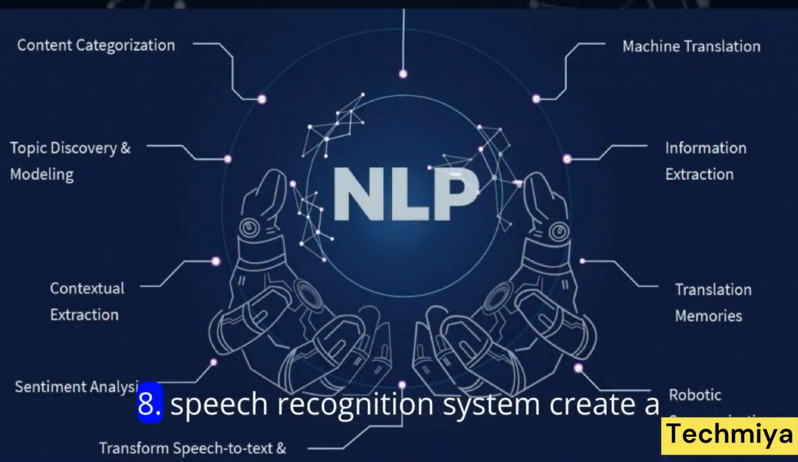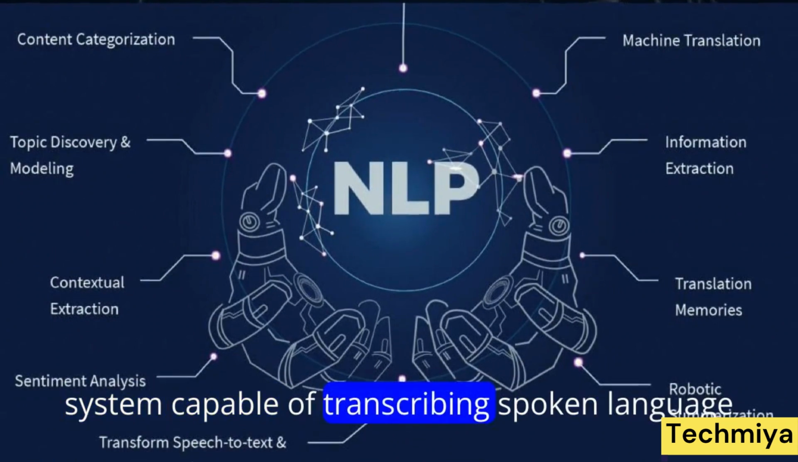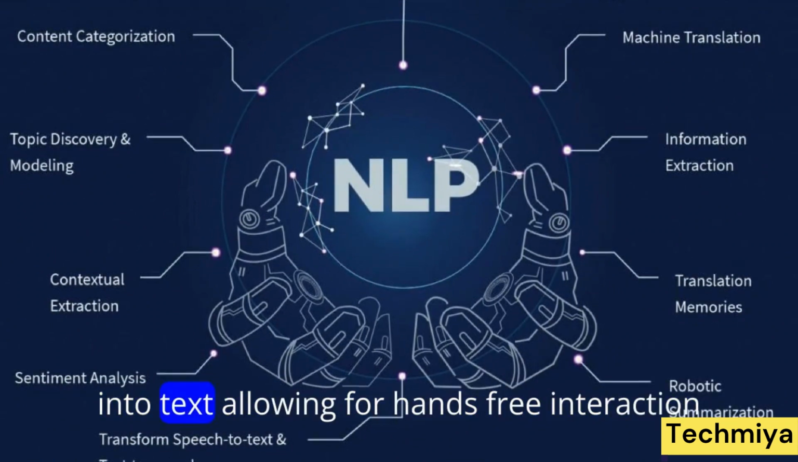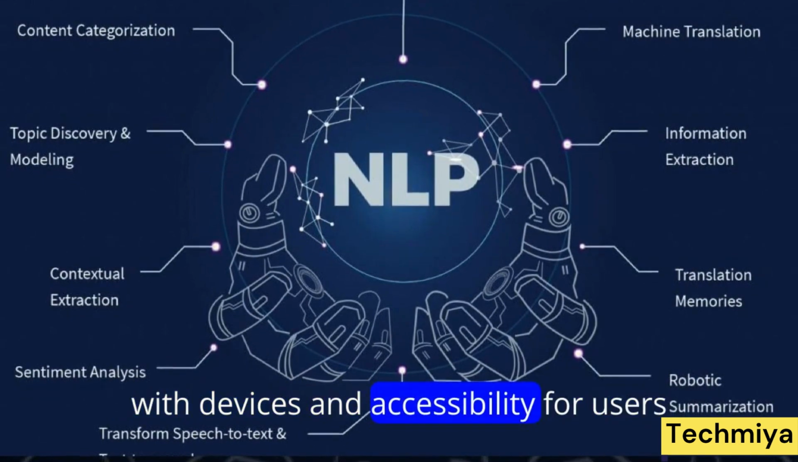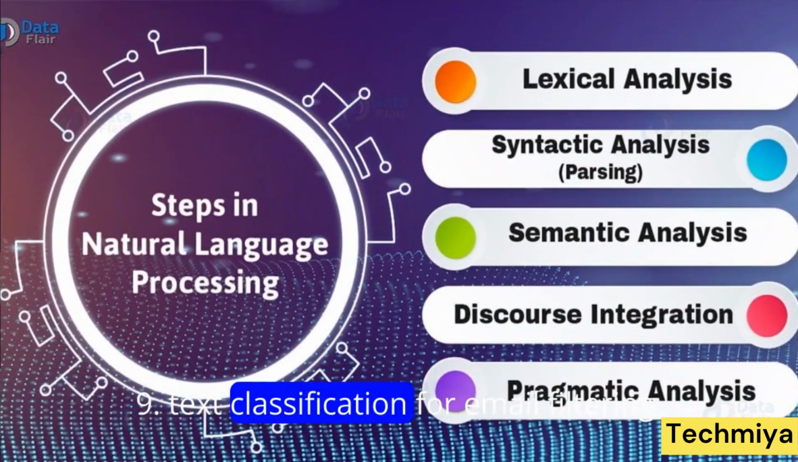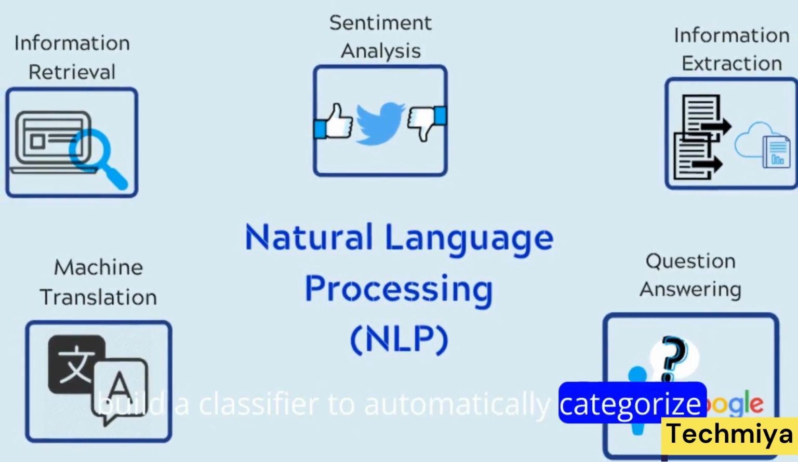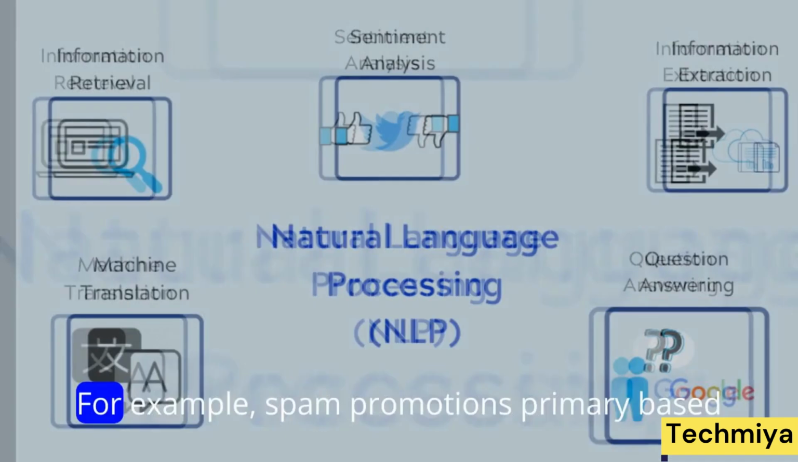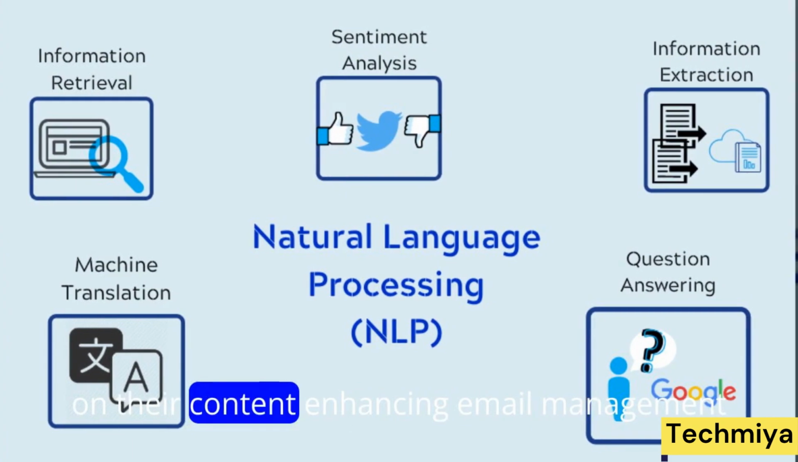8. Speech recognition system. Create a system capable of transcribing spoken language into text, allowing for hands-free interaction with devices and accessibility for users with disabilities. 9. Text classification for email filtering. Build a classifier to automatically categorize emails into different folders, for example, spam, promotions, primary, based on their content, enhancing email management efficiency.